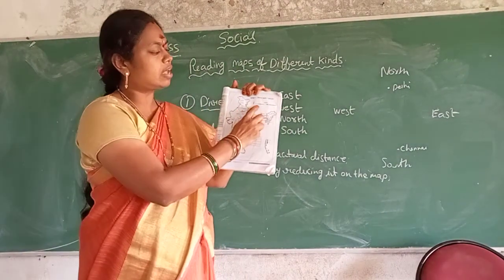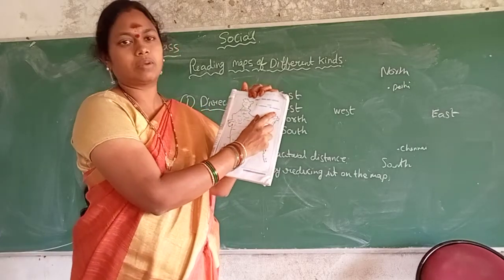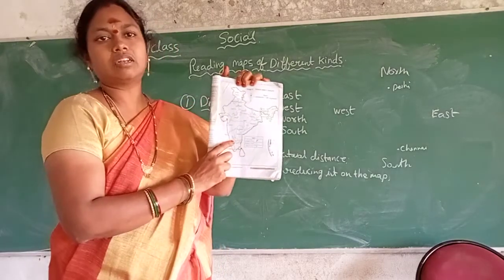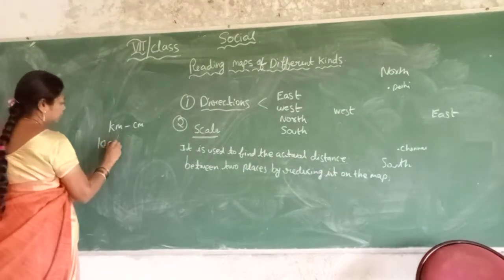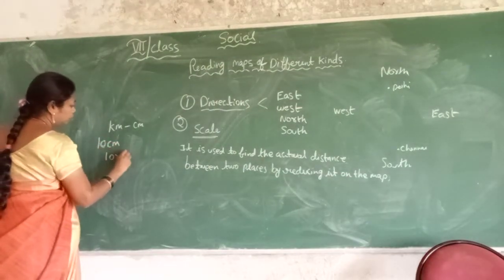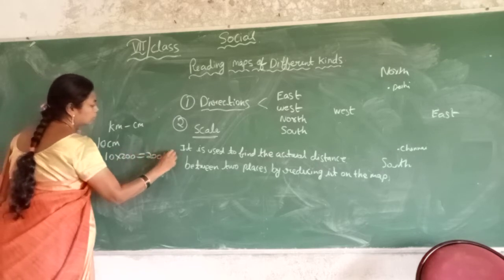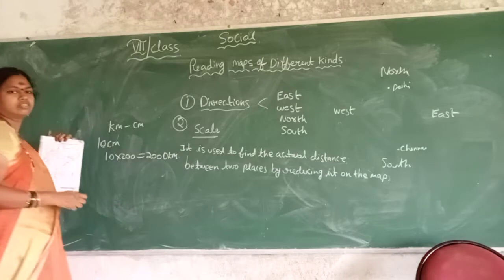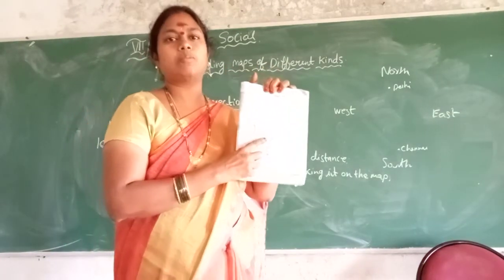The scale is already given here: 1 centimeter is equal to 200 kilometers. That means 10 centimeters is 10 into 200, equal to 2000 kilometers. That means the actual distance between Delhi and Chennai is 2000 kilometers.